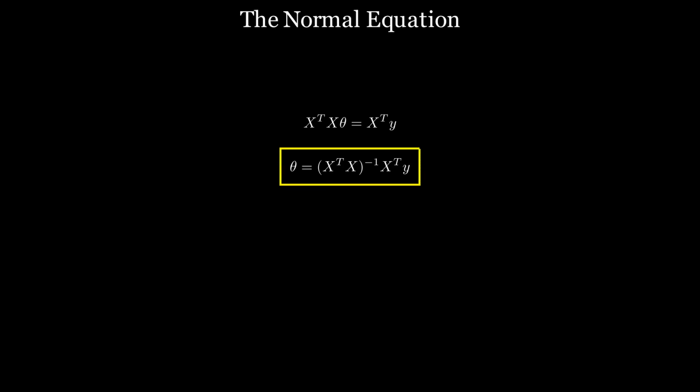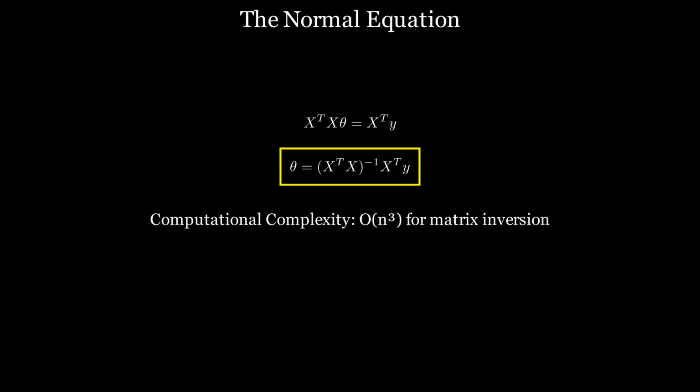This is the normal equation. It gives us a direct, analytical solution for the optimal theta values, without needing an iterative algorithm like gradient descent. A common student question is why not always use this? This method involves computing a matrix inverse, which can be computationally very expensive for datasets with a large number of features.